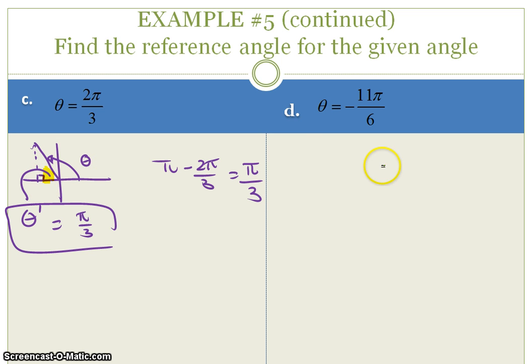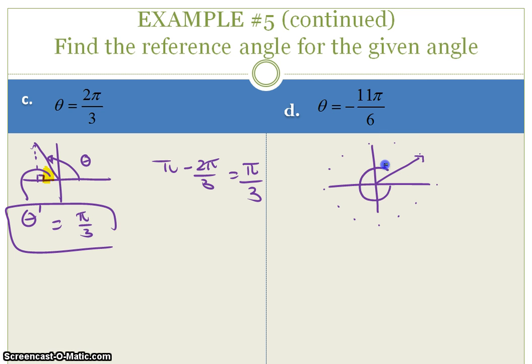Okay, so for part D, we have minus 11 pi over 6, so I'm going to split it into 6. So if I have 1, 2, 3, 4, 5, 6, and then I can continue 7, 8, 9, 10, 11, 12. Okay, so split it. I can have the lines drawn out, but that just gets really messy. So minus 11 pi over 6, that's 6, 7, 8, 9, 10, 11, which would be here.